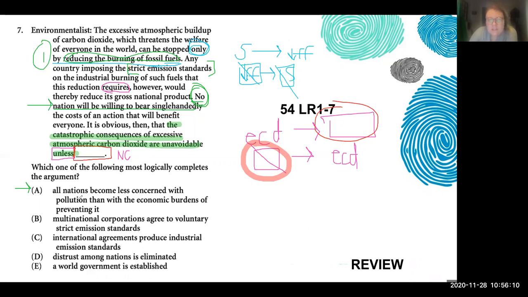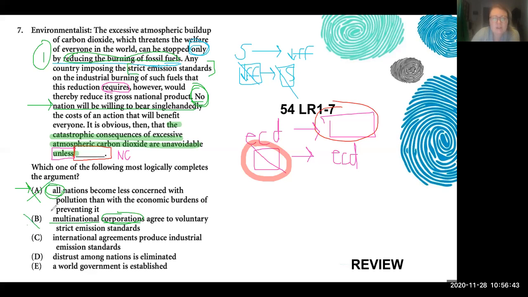So A, all nations become less concerned with pollution. Then do we need all nations to become too strong? Too strong. Yeah, we don't need all of them. B, multinational corporations agree to voluntary strict emissions. Do we need the corporations? This is why B is wrong. One word makes it wrong. Do we need corporations to agree to this? No, you just need countries. We just need countries. Yeah. What are multinational corporations? So this would be like a company that is in multiple countries. Do we need those? No.